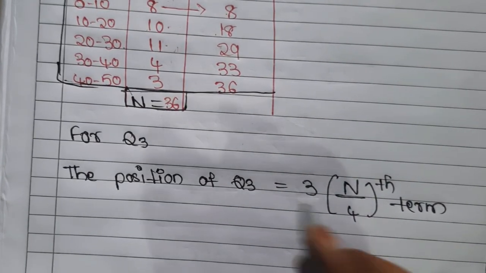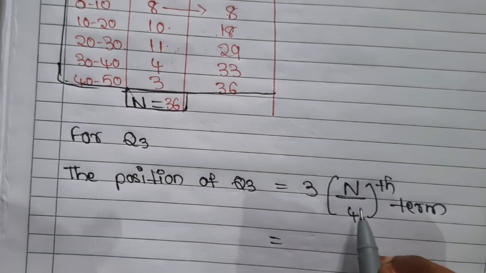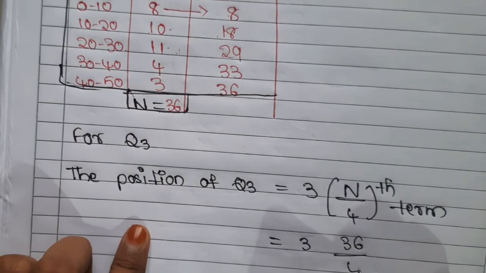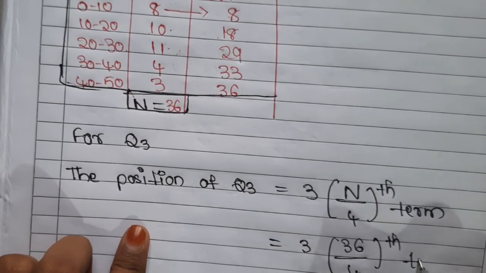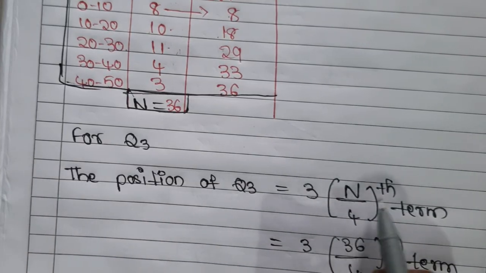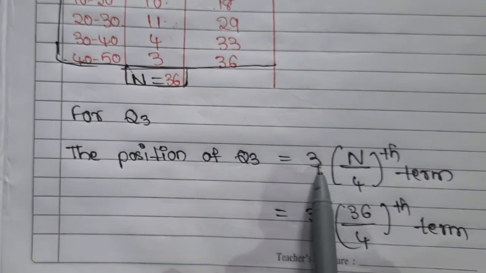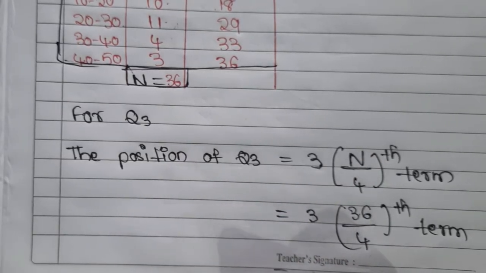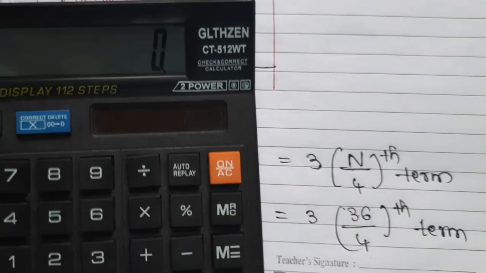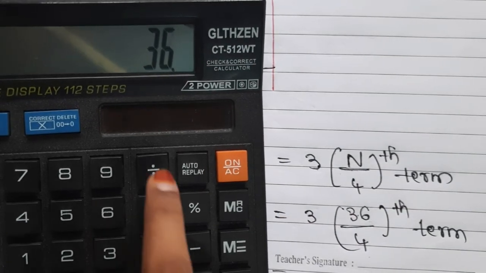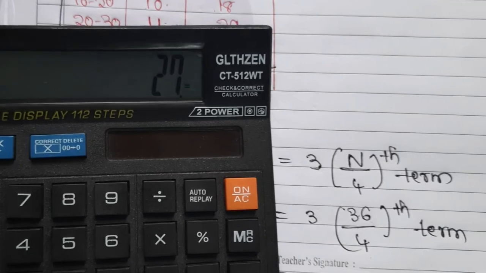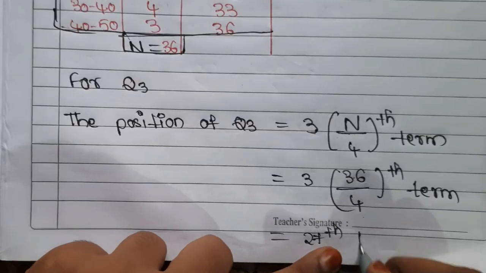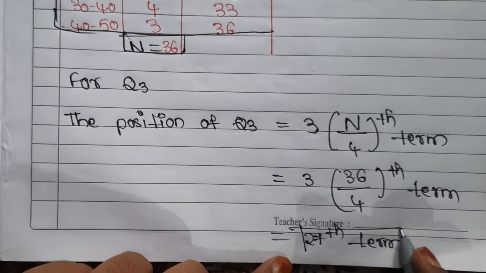So we got n, yes or no? N is 36. So you take 3 as it is. Then 36 by 4th term. This is the formula, 3 into n by 4th term. You take 3 as it is, then our n is 36 by 4th term. Just do the calculation. Take a calculator. 3 into 36 divided by 4. How much did you get? You got 27. So this is our 27th term.